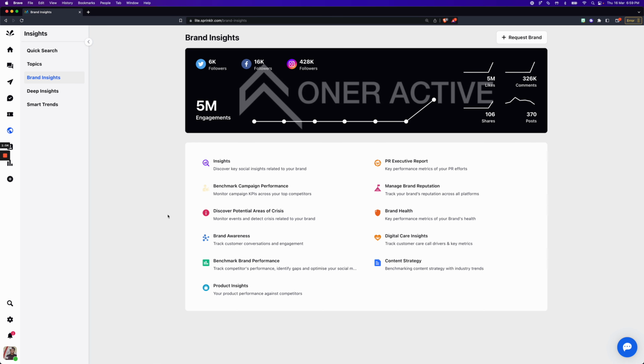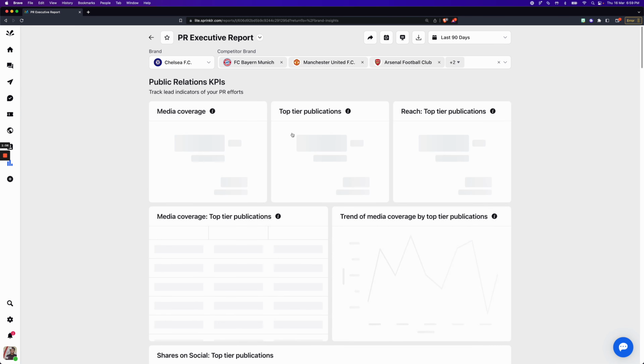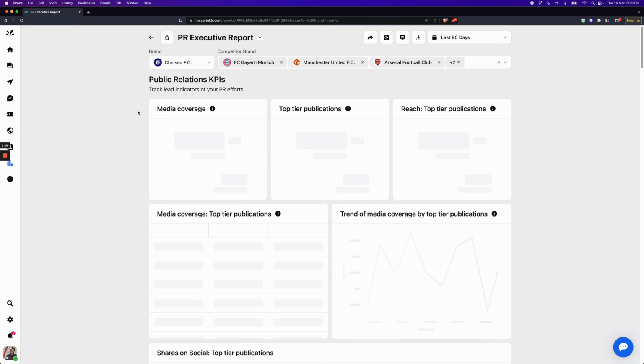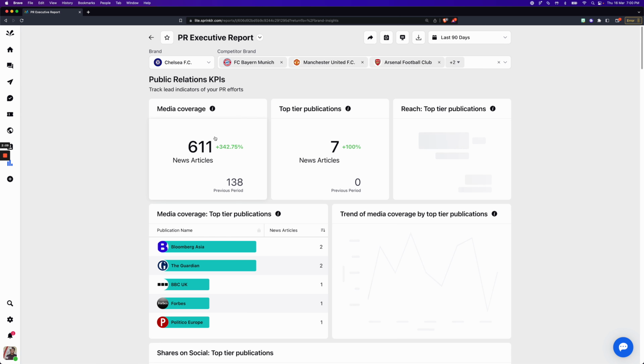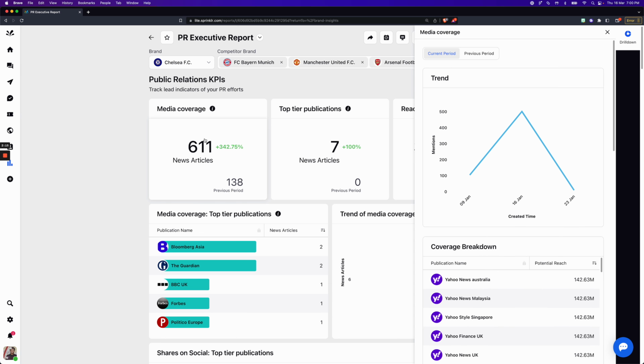We can also go into another one, such as PR Executive Report, where we can see the contrast between the PR efforts of these brands. So we have different public relation KPIs that would start showing up over here, such as media coverage, top tier publications. Again, we can click on any of these metrics to go ahead and drill down and see what the root cause is behind that.